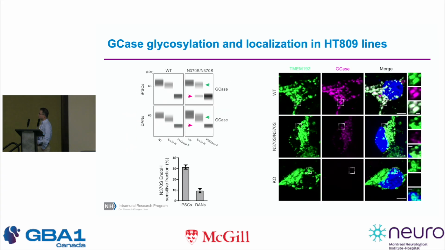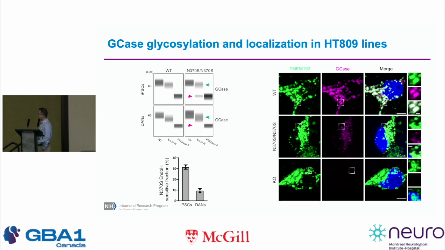We then performed GCase glycosylation analysis. In iPSCs, about 30% of the N370S GCase is sensitive to Endo H treatment, indicating they are retained in the ER. This fraction is reduced to about 10% in DA neurons. Through immunofluorescence, we localized both wild type and N370S GCase to lysosomes.